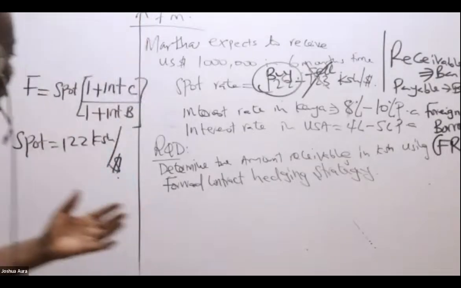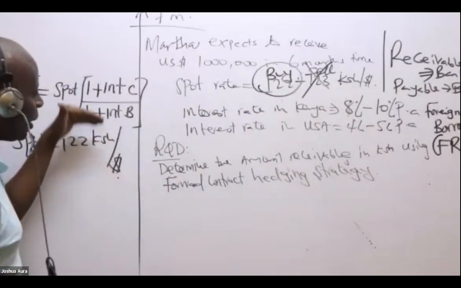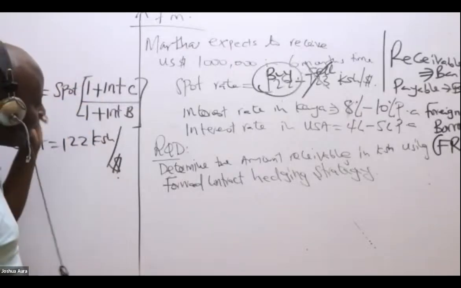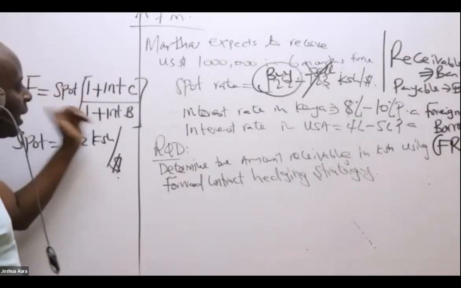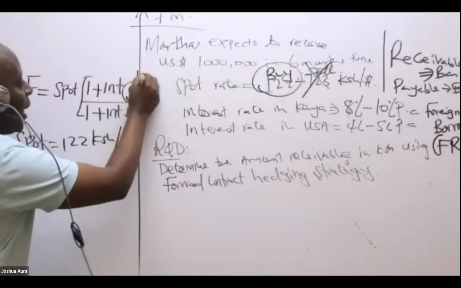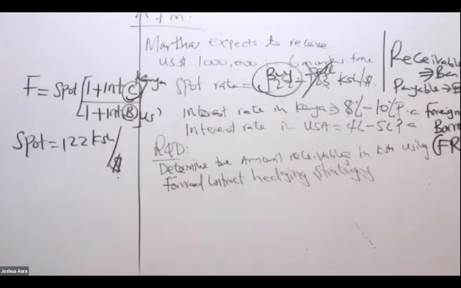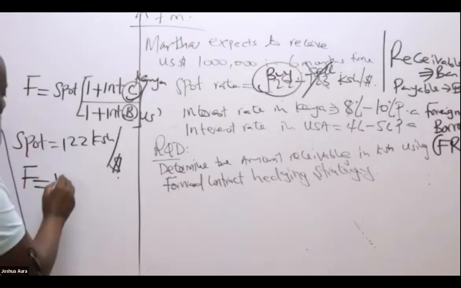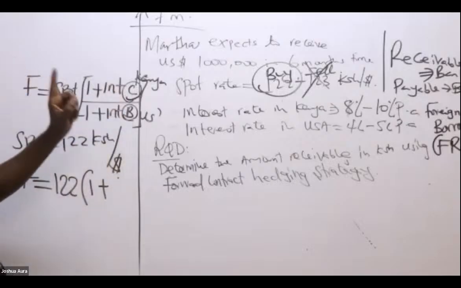It is Kenya. If you look at how we have written our spot rate, Kenya shillings per dollar, Kenya shilling is on top. That automatically means Kenya is the numerator. Kenya is C, and this B is the US. So this is how our F will look like. Our spot here is 122 into 1 plus interest rate in Kenya.